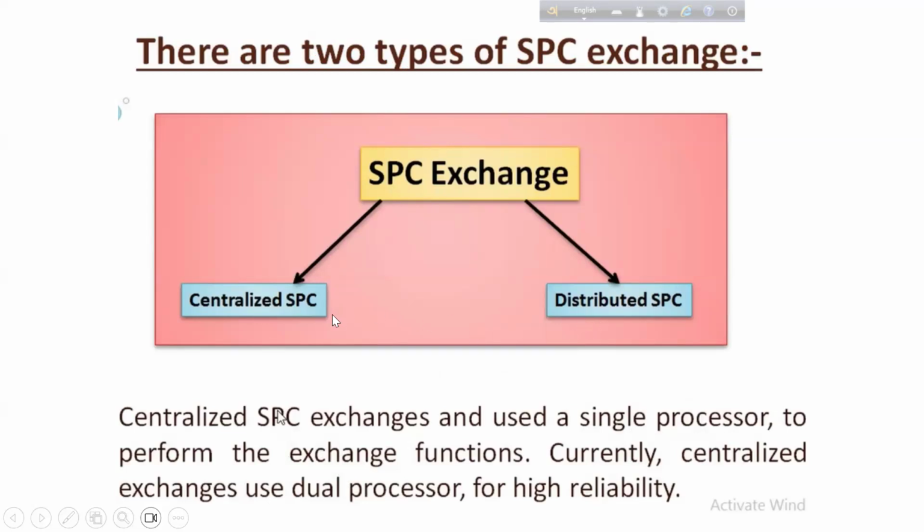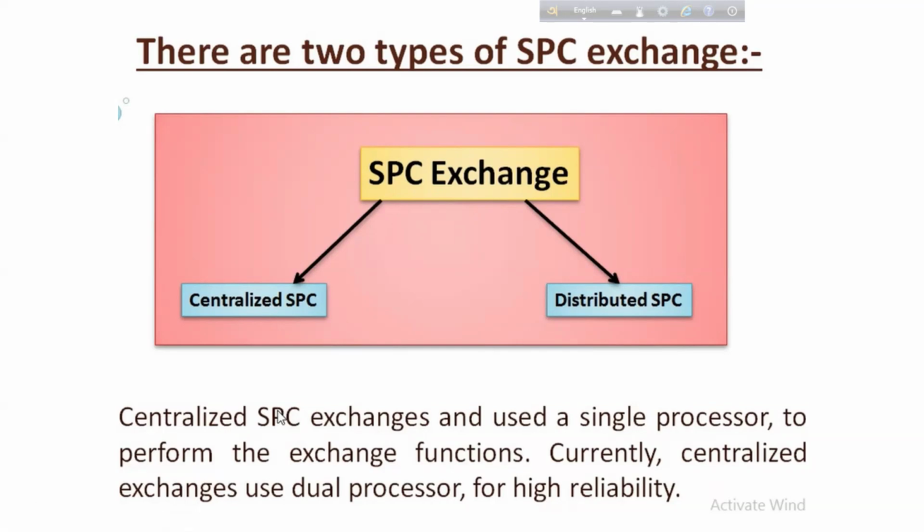Now, what is a centralized SPC? In centralized SPC, exchanges use a single processor to perform the exchange functions. Currently, centralized exchanges use dual processors for high reliability. So basically in a centralized SPC, the central processor is responsible for taking all the decisions.